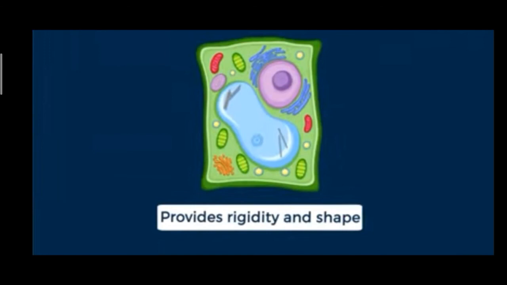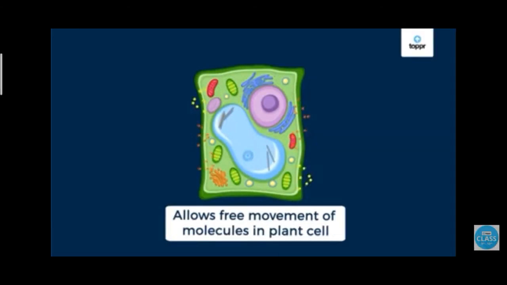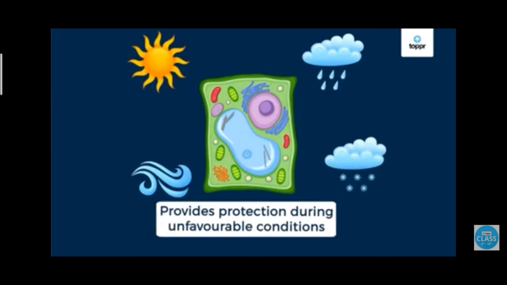Cell wall provides rigidity and shape to the cell. Cell wall is freely permeable. It means cell wall will allow free movement of molecules in plant cell. Molecules like water and gases will easily move across this cell wall. Lastly, the cell wall provides protection during unfavorable conditions.